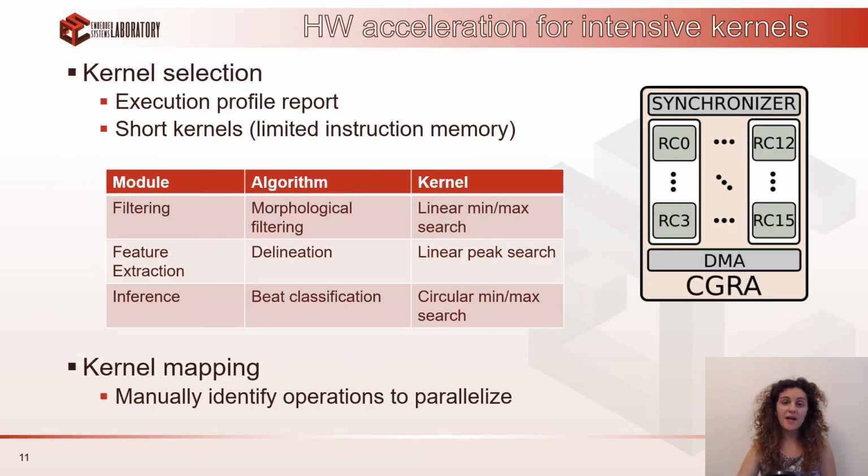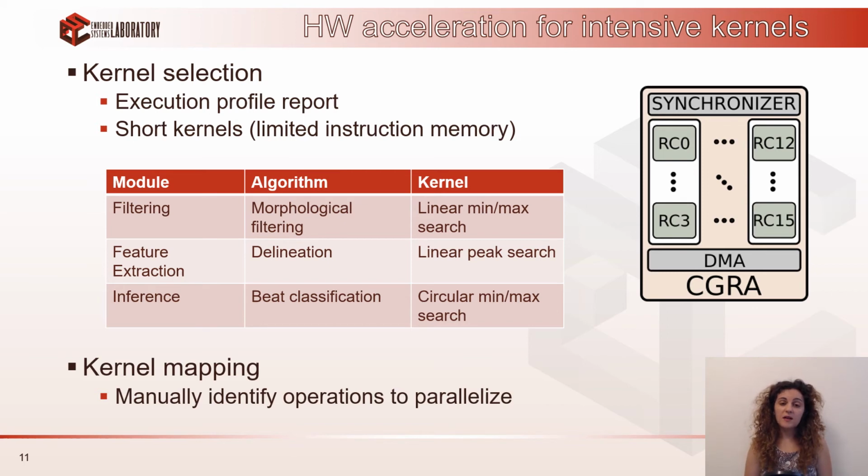Finally, we apply hardware acceleration for intensive computational kernels, which is done with a two-step process. First, the kernel selection stage uses an execution profile report to select the most intensive kernels. These are usually short kernels due to the limited instruction memory.